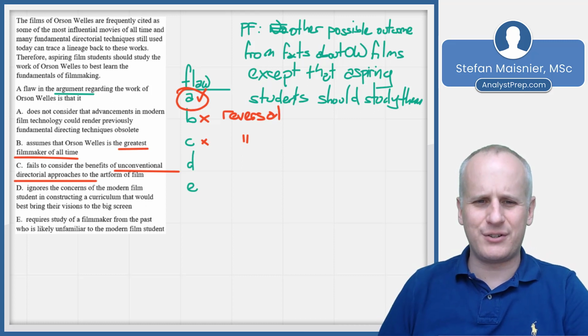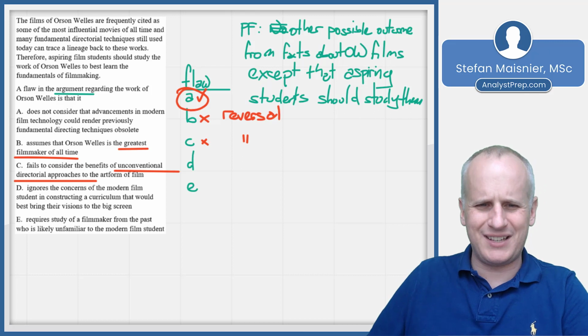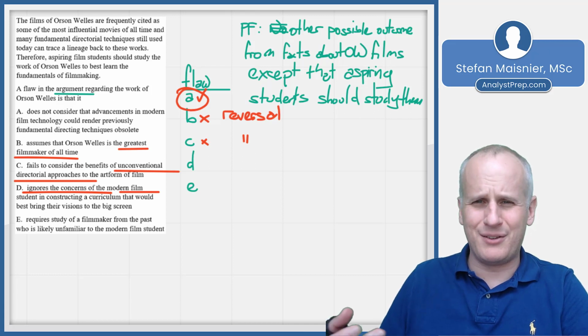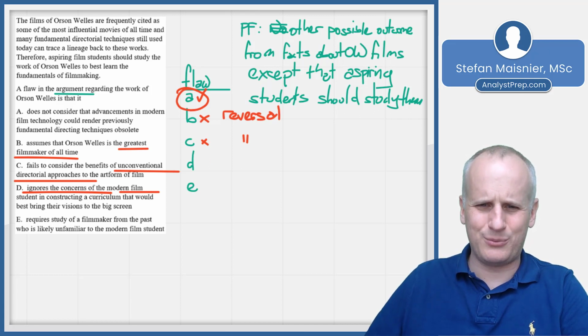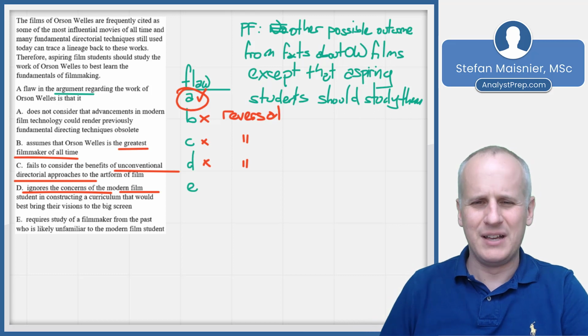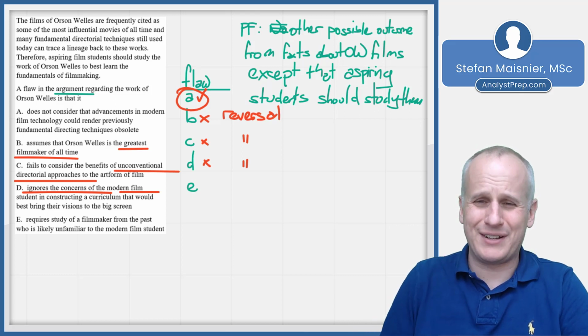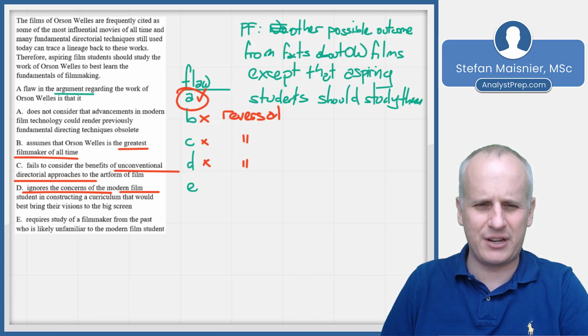Choice D ignores the concerns of the modern film student in constructing a curriculum that would best bring their visions to the big screen. Well, again, we're not concerned with the modern film student. In fact, it may be the professor that's putting this forth. So once more, that's kind of by default a task reversal of the flaw because it's just not what's presented as a technical issue in the argument.